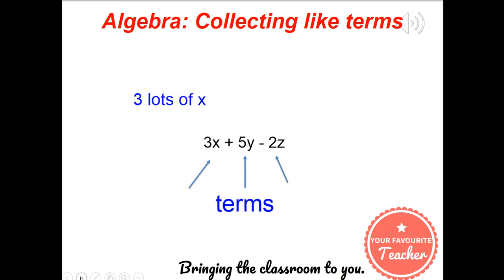We have 3 lots of x. In other words, if we had 3 lots of apples, we would say we have 3 apples. So in this case, we have 3 x's. We have 5 lots of y, so we say we have 5 y's. And we have 2 lots of z, so we have 2z.